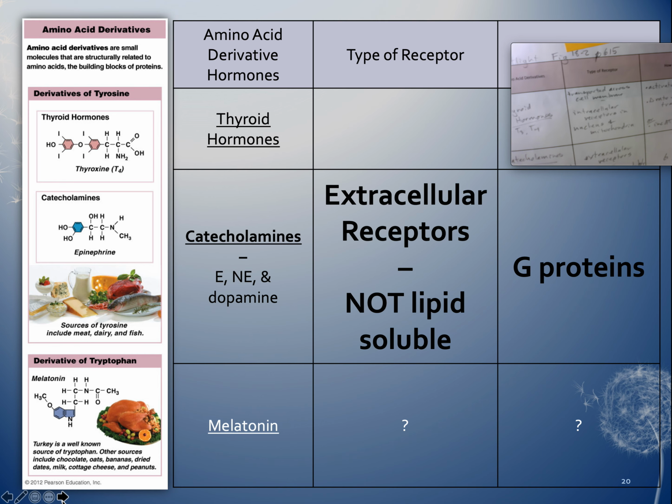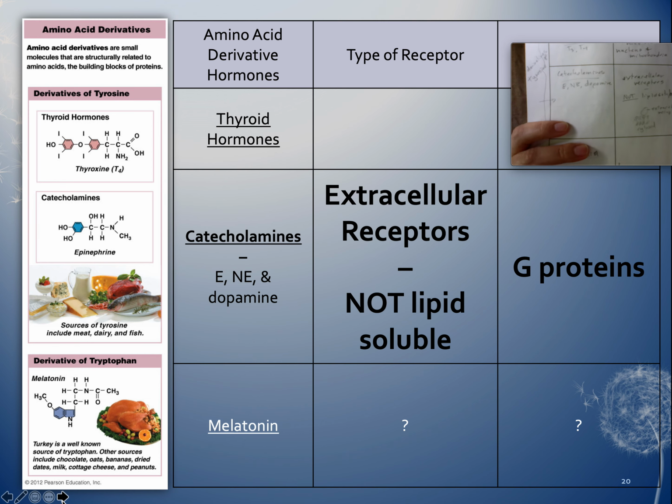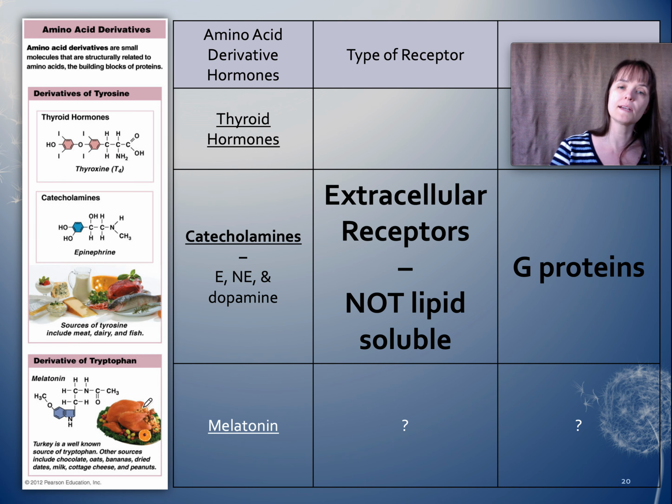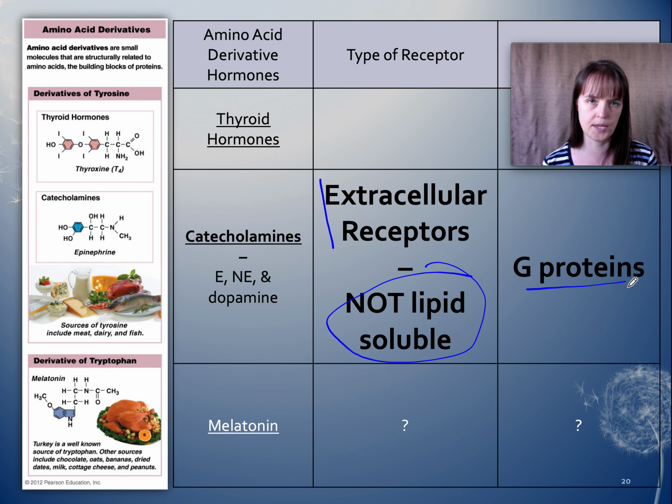Okay, so we're doing not the thyroid hormone, because that's complicated. We'll get there next. The catecholamines and how they work. So how do catecholamines work? Well, they're extracellular receptors. And why? Because they're not lipid soluble, as we discussed. And how do they work? Well, it's an indirect thing with the neuromuscular junction.